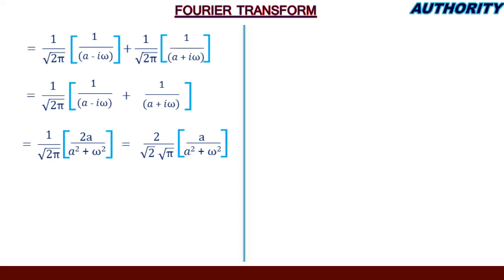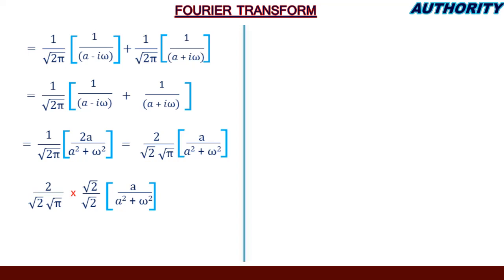How do we do that? We are going to multiply this by square root of 2 all over square root of 2. When you say square root of 2 all over square root of 2, what is it? It's 1. So when you multiply by this, it's still the same thing, all right? But let's just do it this way. We say 2 all over square root of 2 times square root of pi, multiplied by square root of 2 all over square root of 2. Then in our bracket, we have a all over a squared plus omega squared.